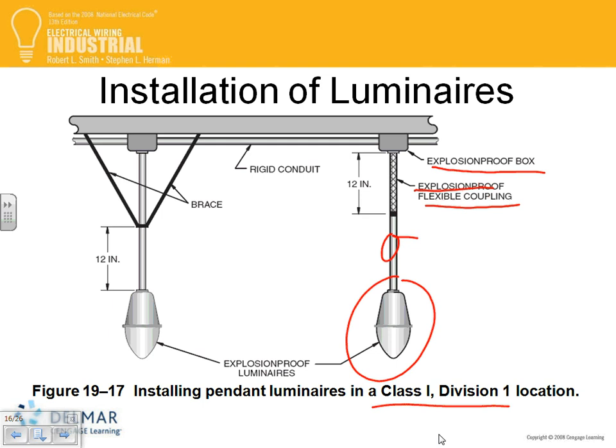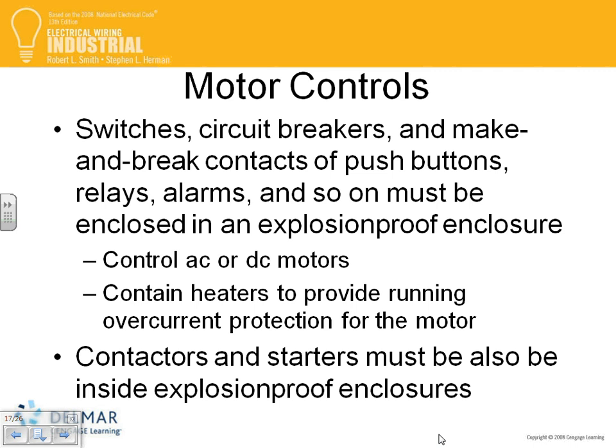The question is, can I use a cord in a Class 1 Div 1 location? No problem. Here's the requirement for it. The fixture has to be Class 1 Div 1, explosion-proof, everything explosion-proof, and the cord itself has to be extra hard usage cord.